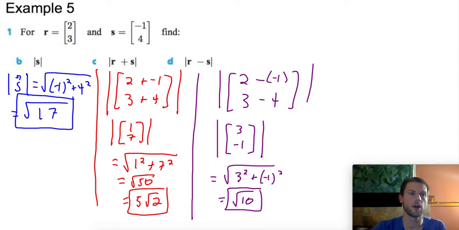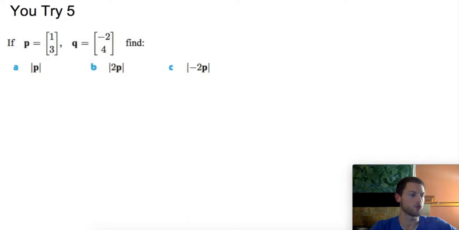So in the final example, I have a you try. You try these 3, where this time we're taking some scalar products of these vectors, but it's the same process. So see if you can figure these out. Pause the video, and then check your answers on the next slide.